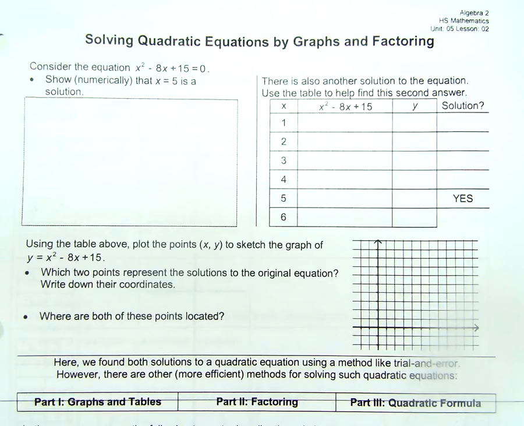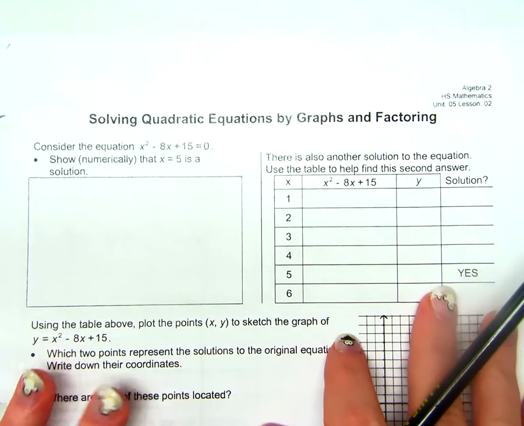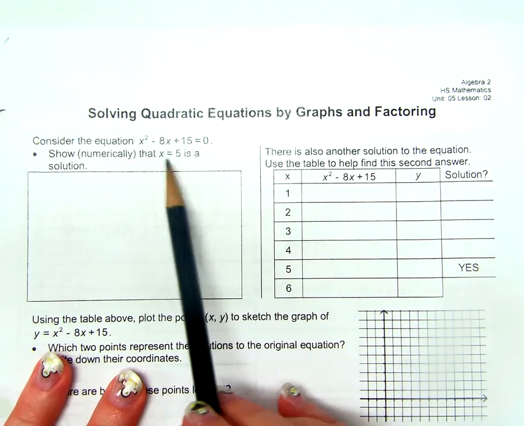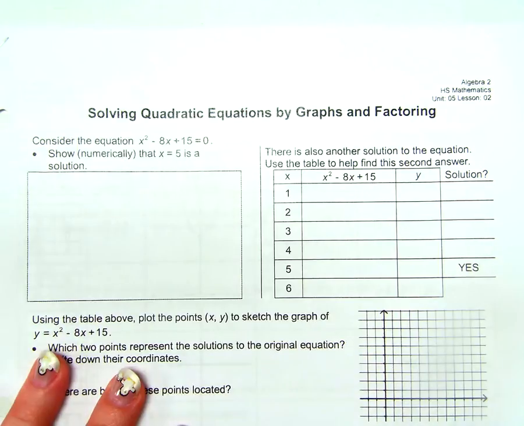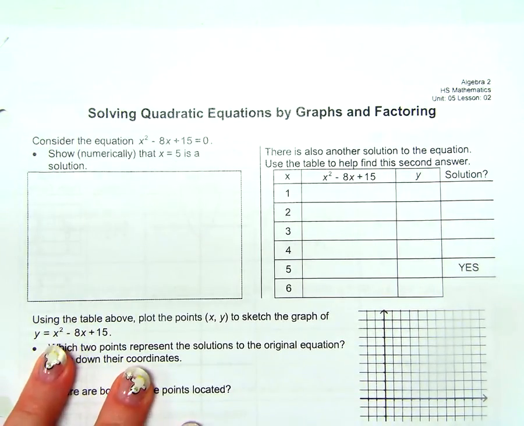So what is a quadratic equation again? It makes a parabola in its graph. Good. And what's the other thing we talked about yesterday? Squared. That's the highest exponent, right? It has a squared. Okay? So let's consider this equation right here. Show numerically that x equals 5 is a solution. How do we show numerically that x equals 5 is a solution?